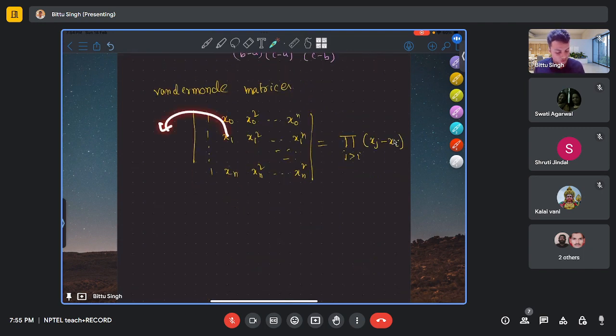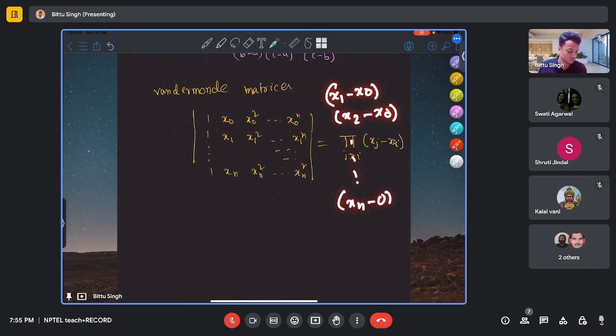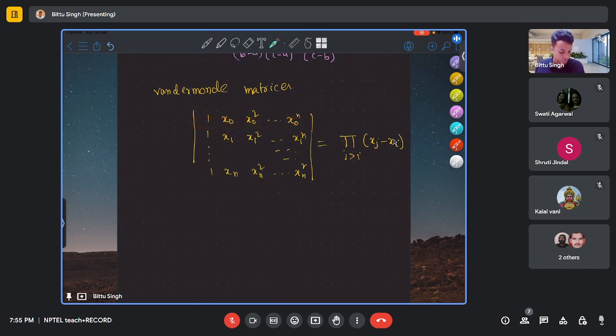So you can take x1 minus x0. Similarly, if you subtract from the third row, you can take x2 minus x0, and it will continue up to xn minus x0. Similarly, if you subtract the third row minus second row, then you can take x3 minus x1, x4 minus x1, and up to this end step, you can take all those differences xj minus xi, where j is strictly greater than i.